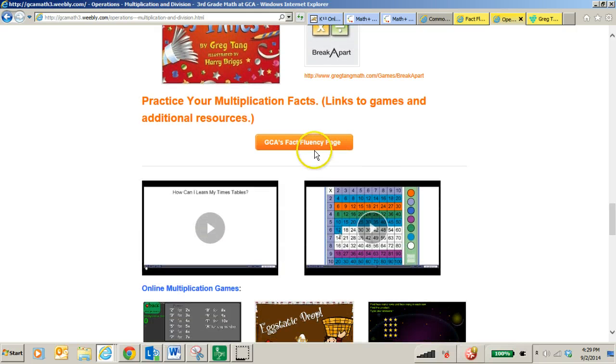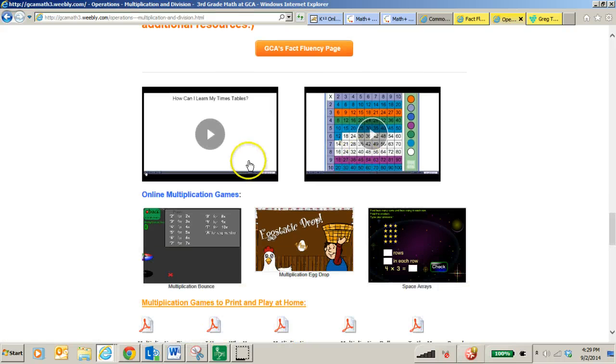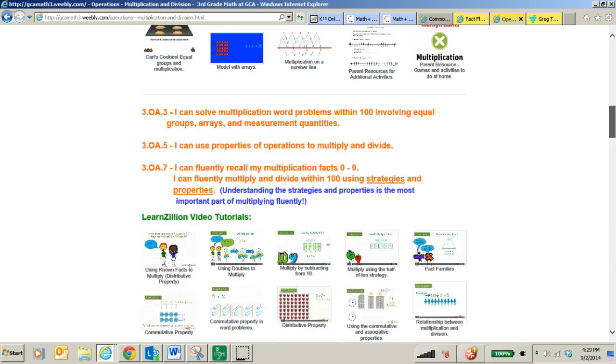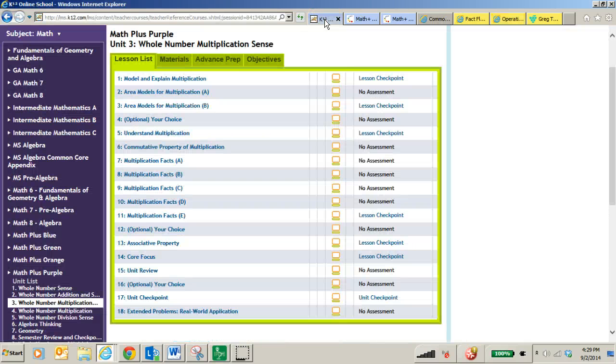And if you're still wanting to practice, this is a link directly to the fact fluency page. And here it says I can learn my times tables, and it gives a lot of different strategies. And here are games to print at home. So there's definitely tons and tons of resources to help you be successful with multiplication. And the most important thing to remember is that multiplication isn't something that we learn in 18 days. It's something that we learn over an extended period of time with lots and lots of practice.